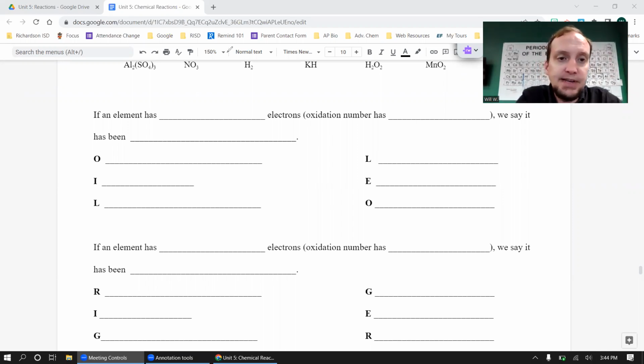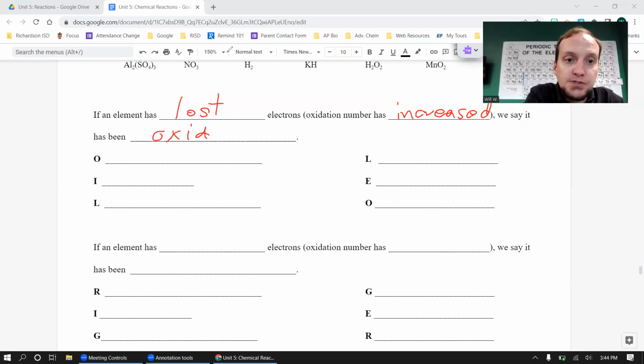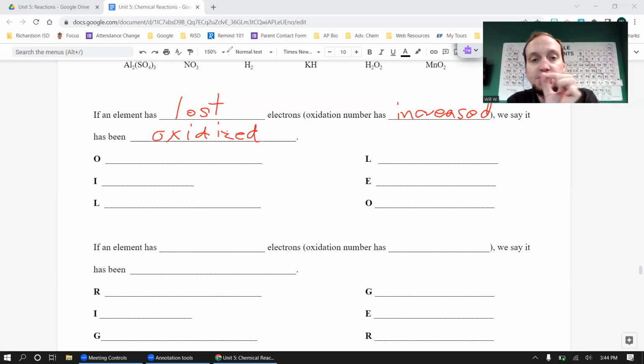What we have here, it says if an element has lost electrons, then its oxidation number has been increased. It's going to go up. Then we say that has been oxidized. So if the oxidation number is going to go up from the left side of the reaction to the right side of the reaction, meaning it goes up, we call that oxidized.